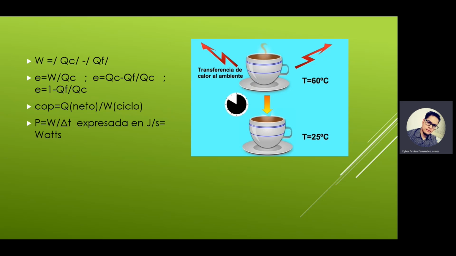COP equals Q net divided by W in a cycle. Power P equals W divided by delta t, expressed in joules per second, which equals watts.